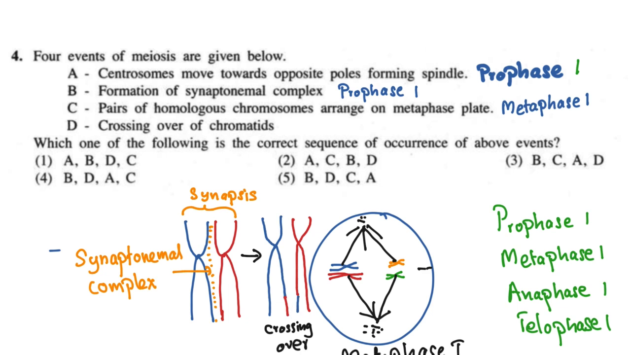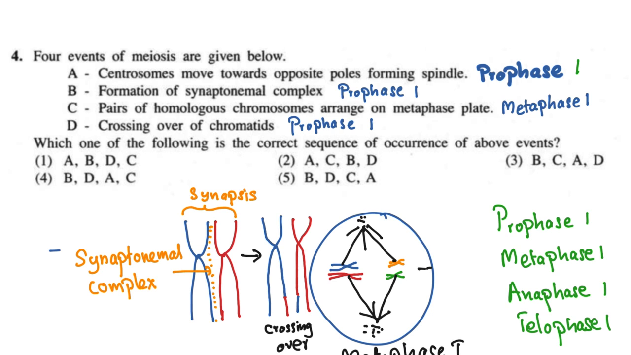You can see the parts of the chromosomes that have been exchanged with each other. So that is the crossing over. Crossing over occurs in prophase 1. But after the formation of synaptonemal complex, first the synaptonemal complex has to be formed and then the crossing over occurs. So B should come before D. And in all these answers you can see B before D.